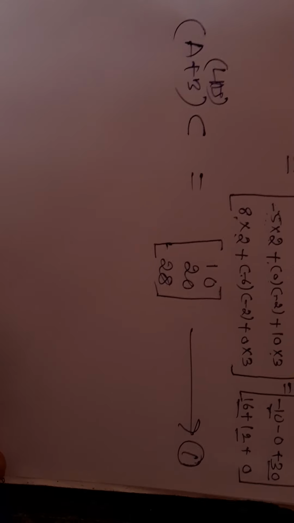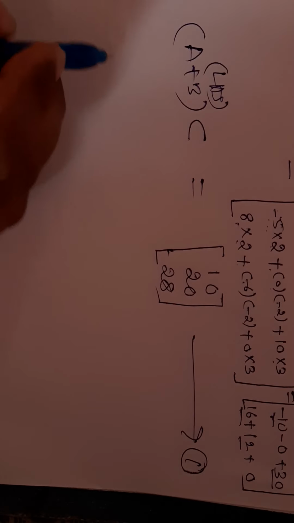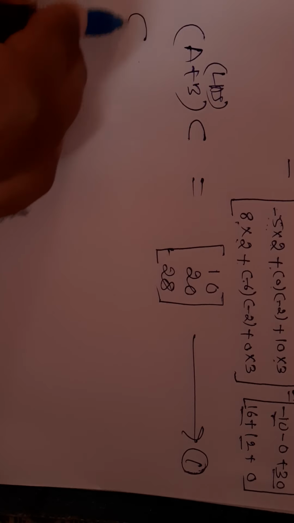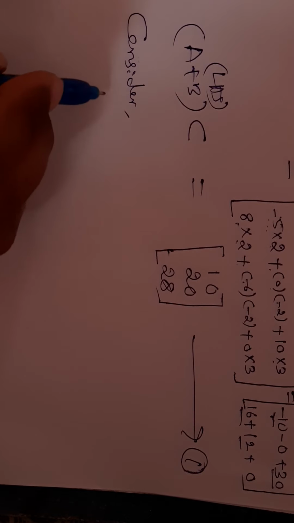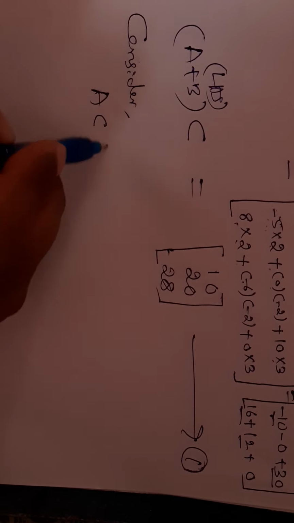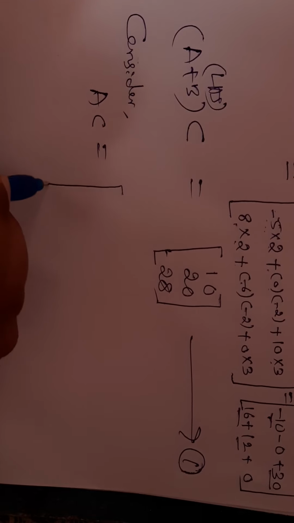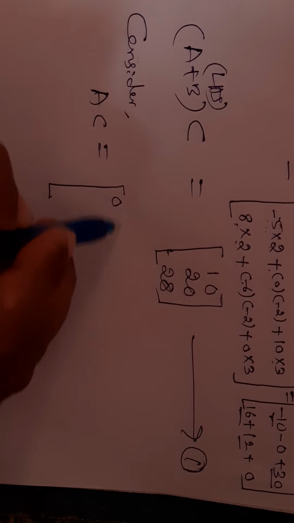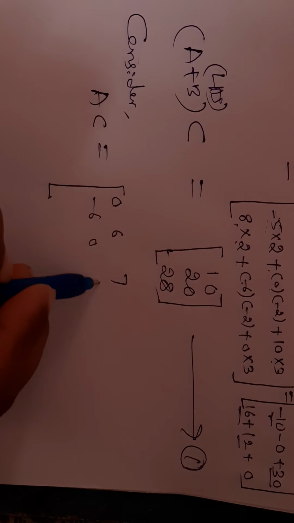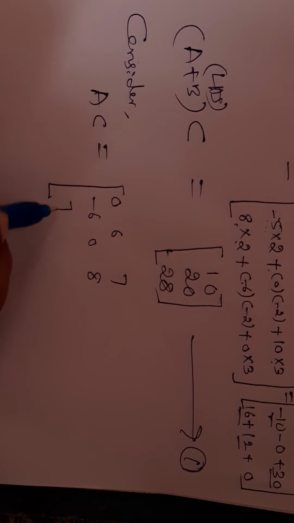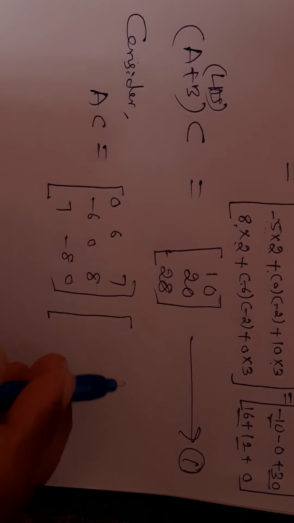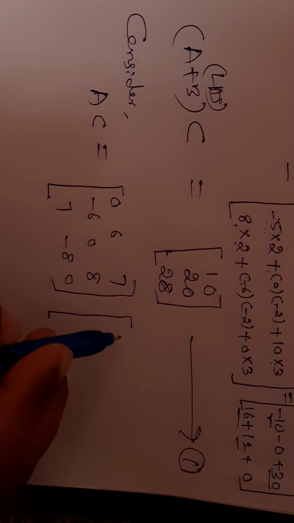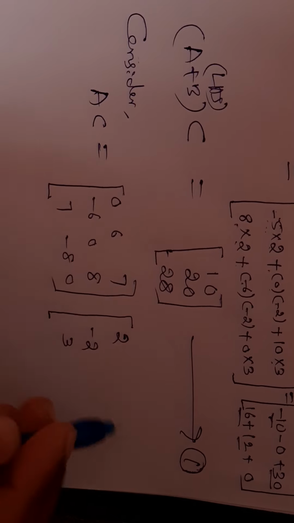So let us consider AC. A means I can write the matrix minus 6, 0, 8, then 7, minus 8, 0. So this is the first matrix into C. C is 2, minus 2, 3.